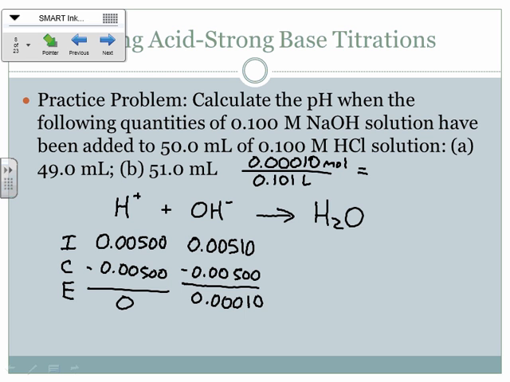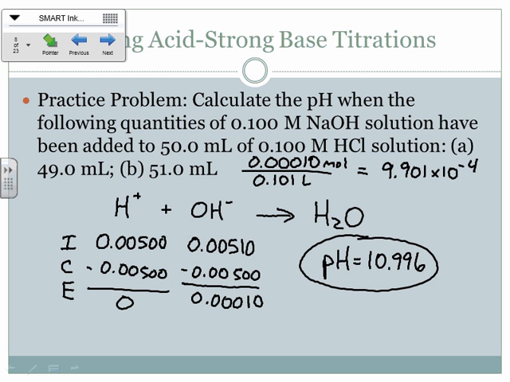So then our concentration is going to be 9.901 times 10 to the negative fourth. Okay. If I take the negative log of that, that's going to give me a pOH of 3.004. So then subtract that from 14. Gives me a pH of 10.996. It was 3.004.